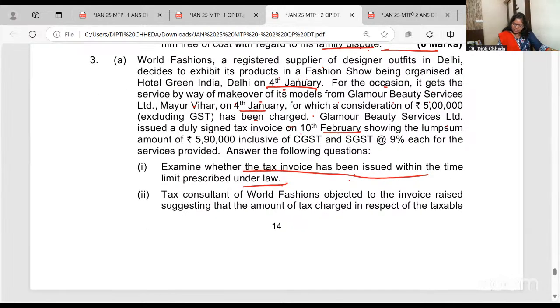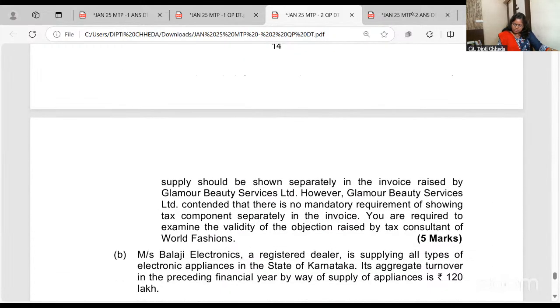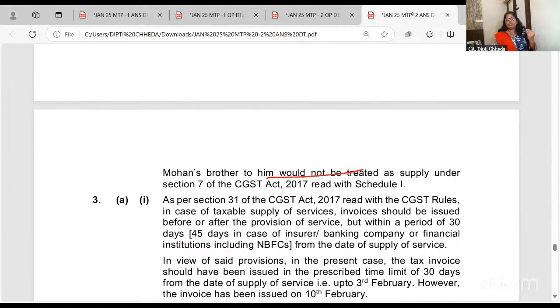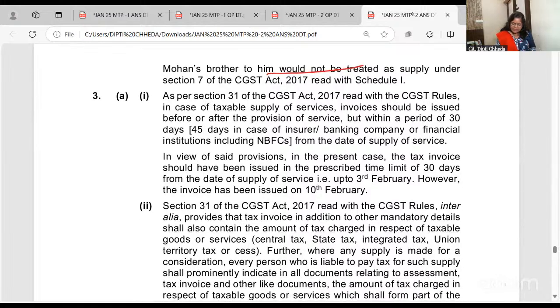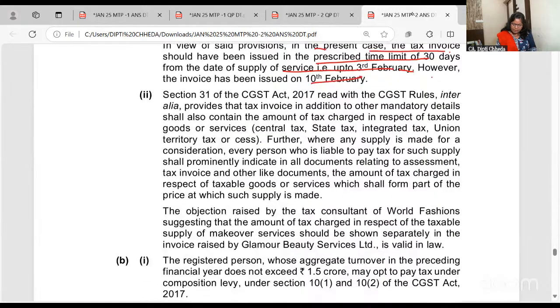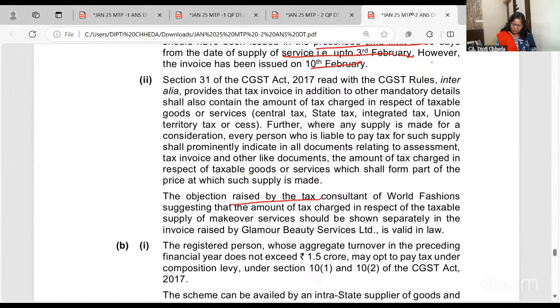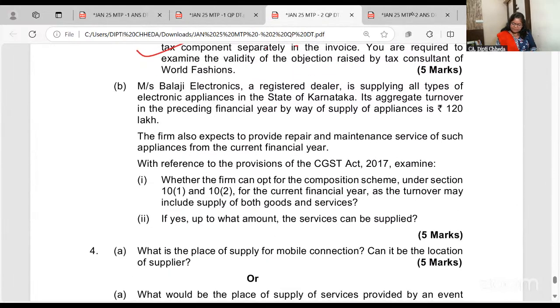Tax consultant objects to the invoice raised, suggesting that the amount of tax charged in respect of the taxable supply should be shown separately in the invoice. However, they said no. This is an invoice related common question. Do we have to show the tax part separately in the invoice? Yes. See, I'll read the answer. Invoice should have been issued within 30 days. In the present case, tax invoice should have been issued, but it is issued late. Don't write consequences and all. The objection raised by the tax consultant is correct. They should show separately in the invoice the tax part.